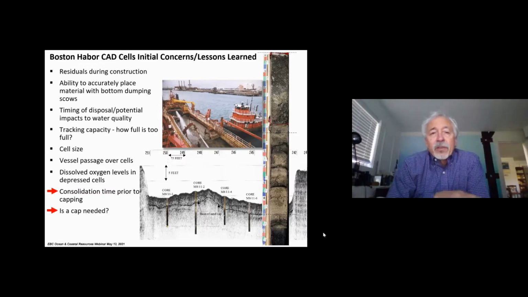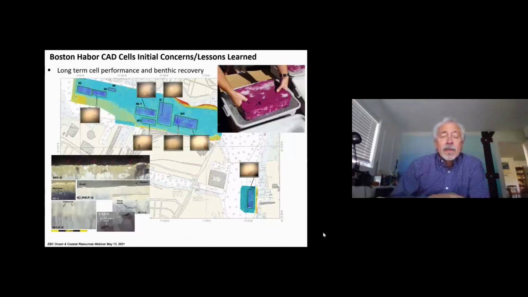But as I said, there was a learning curve here. It took basically 4 rounds. The time of consolidation for the first couple of cells was as short as a few weeks, to the last set of cells, which was, I think, approaching a year or 9 months. And it really took that long for the material in the cells to consolidate enough such that it would hold the sand layer up on the top of it.